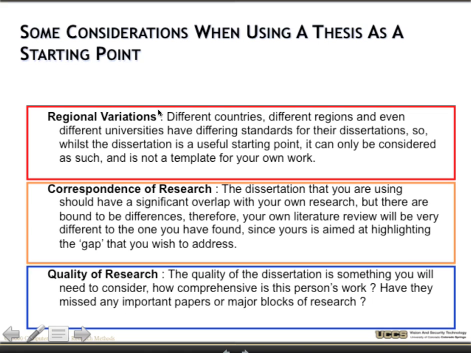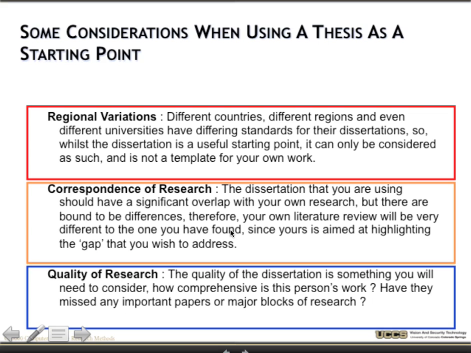If you're finding a PhD in say Israel, it's going to have a very different process for what that literature review is going to look like than, say, one from the United States, which might be very different from one from India or China or whatever. So there'll be some local variations. Consider what they were trying to do with it. If there's a lot of overlap, you have to be careful with what you're doing.